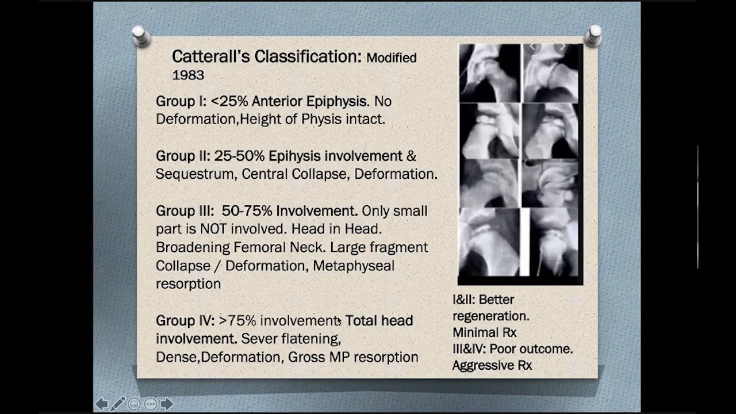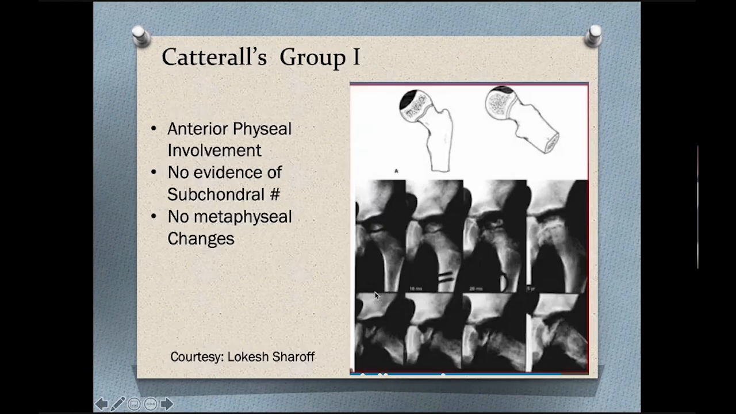But when there is more than 75%, it means total head involvement. There may be flattening, there will be density, there will be deformation, and gross metaphyseal resorption changes. So treatment is best in the early and second stage, and sometimes in the third stage it will give good results. But the prognosis is poorer with treatment, even with operative treatment, in stages 3 and 4. So here is the detail of the Catterall classification.